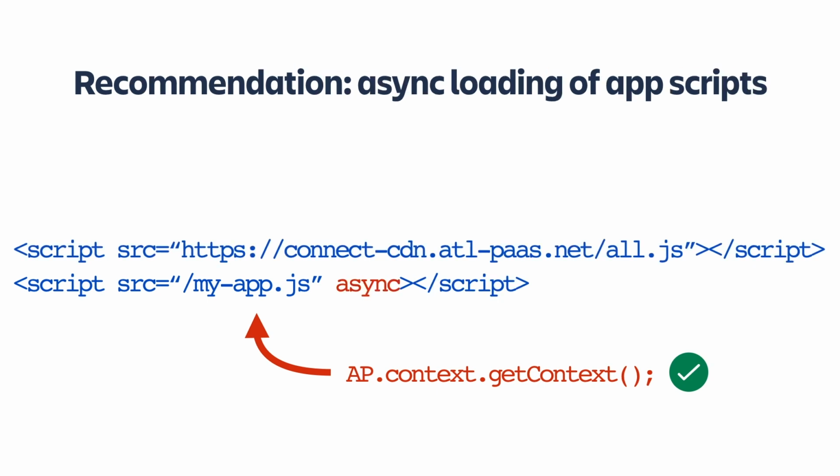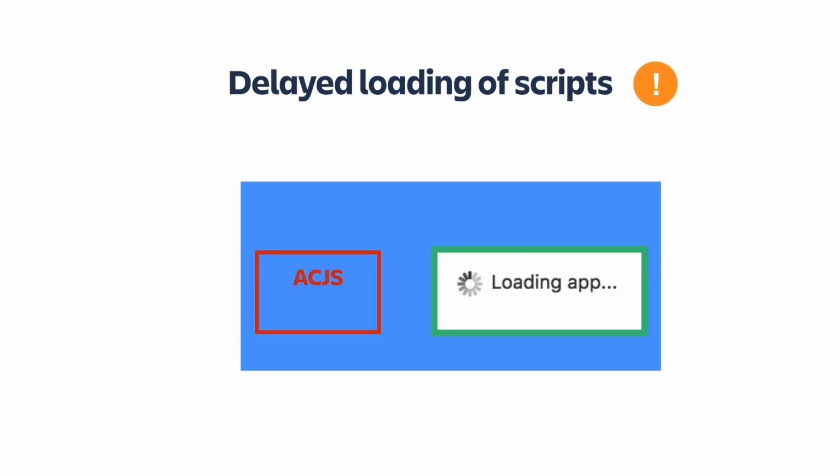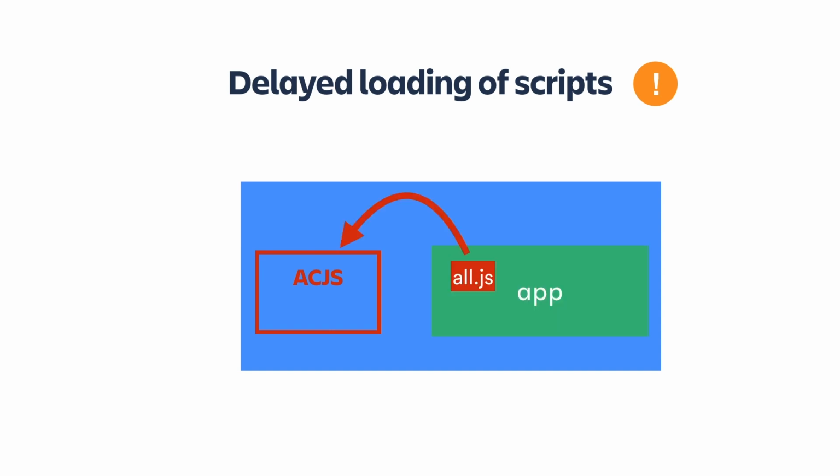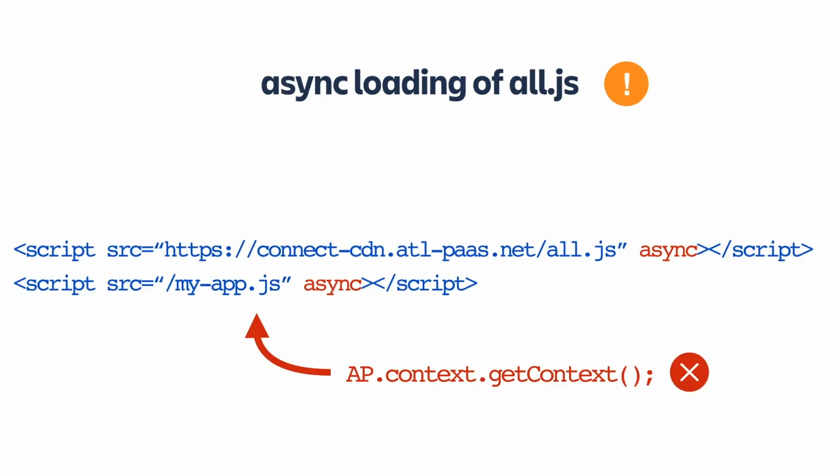The problem with synchronously loading scripts is that it blocks page rendering. For this reason, you might like to load your app script asynchronously. ACJS renders a spinner like this whilst your app iframe loads. All.js fires an event causing the spinner to disappear, so delaying the execution of all.js will also delay when the spinner disappears. Given this, you should be careful if you do anything to delay the loading of all.js.